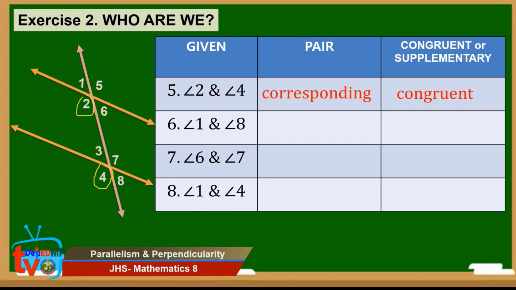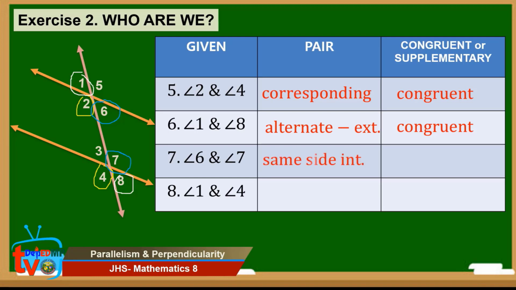What about angle 1 and angle 8? You're correct. They are alternate exterior and congruent. What about angle 6 and angle 7? Excellent! They are same side interior angles, and they are supplementary.